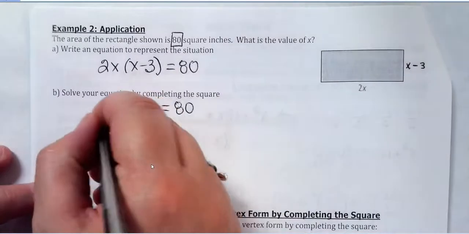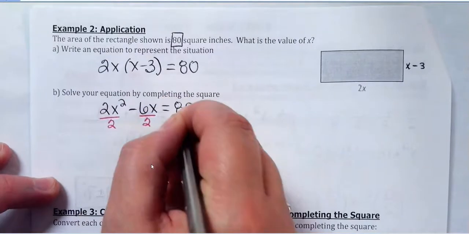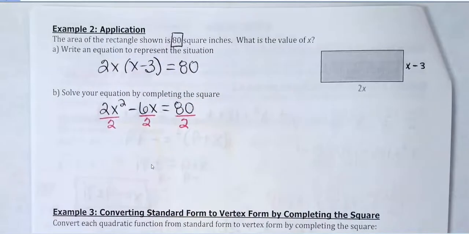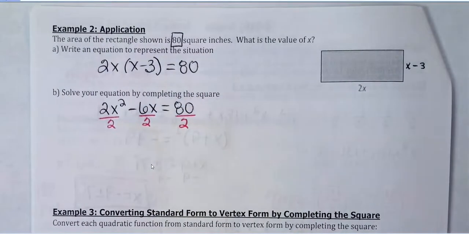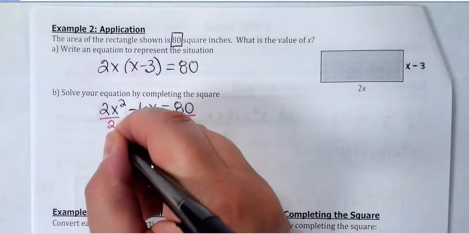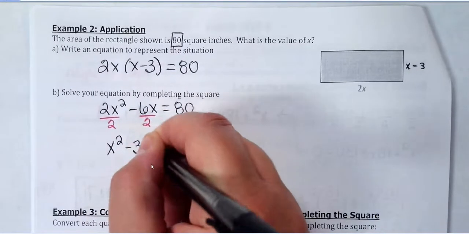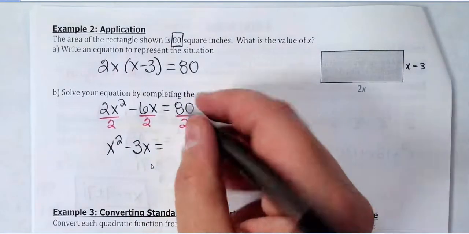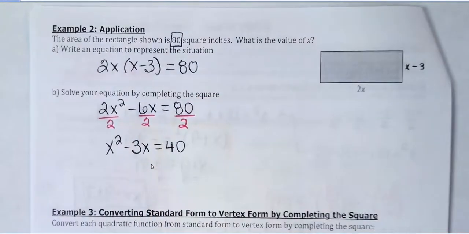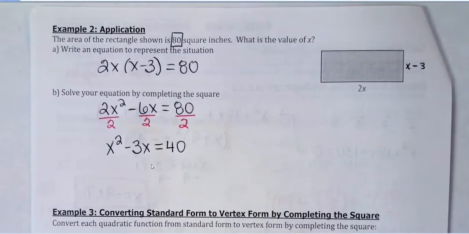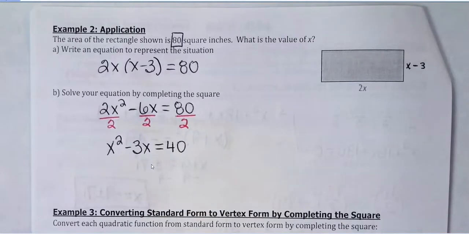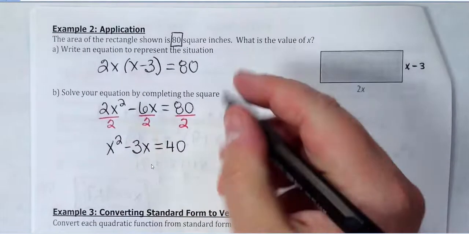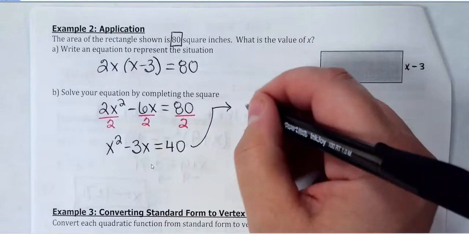You can't do this with a variable, but if they're all divisible by a number, we're just going to go ahead and divide everything by that number. So I've got x squared minus 3x is equal to 4. Okay. Now, it says solve your equation by completing the square. So it's already kind of set up for us where I have the two terms I want on one side.